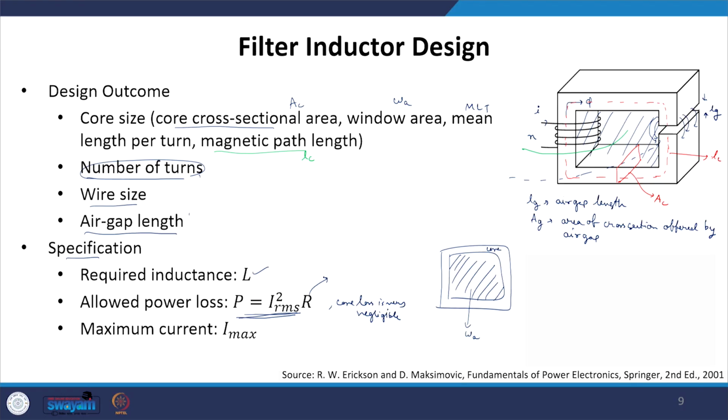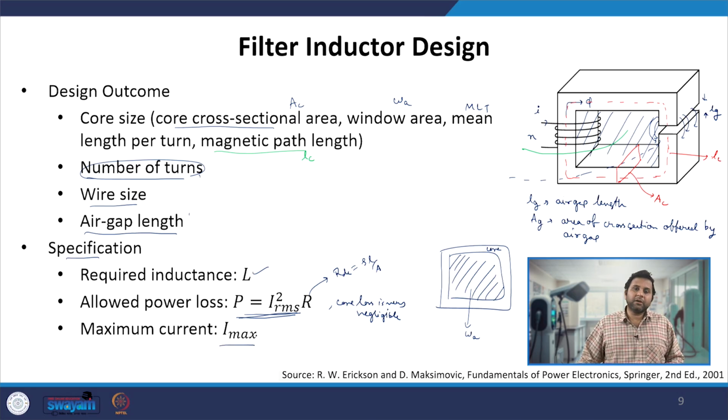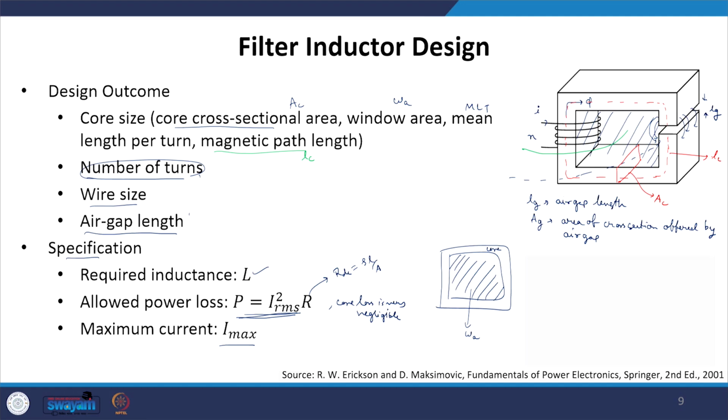And this resistance, again, since the magnitude of the AC excitation is very small, is nearly similar to R_DC, or the resistance due to the DC excitation. That is nothing but rho L by A, where L is the length of the turn and A is the area of cross section of the wire. We will see that as we go along. And then finally we must also know the maximum current, because that will determine the size of the wire I can select. So these are the design outcomes we must get, and these are the specifications which we have in our hand.